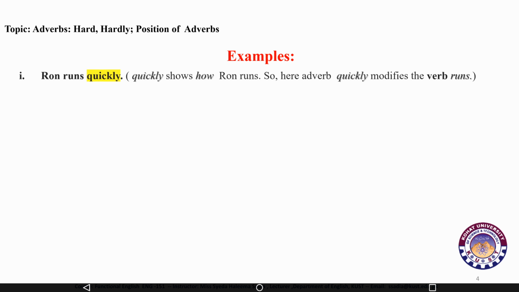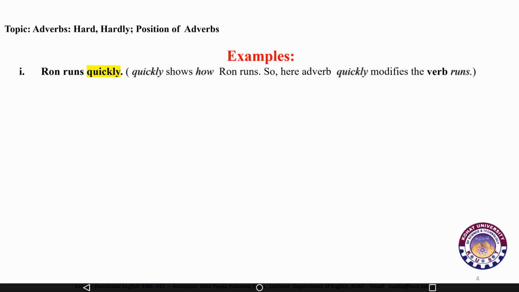Examples. First of all, Ron runs quickly. Here quickly shows how Ron runs, so the adverb quickly modifies the verb runs. From the definition we have three things: it can modify a verb, an adjective, or an adverb. So here quickly, which is an adverb, modifies the verb runs.